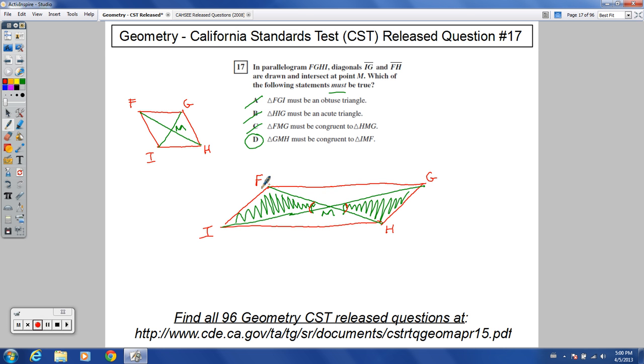And I could also say, because it's a parallelogram, that the diagonals bisect each other. This is one way to prove this. I would have side, angle, side, matching up with a side, angle, side here. So you could say, yes, that would be congruent to that. There's other ways to prove that as well, but that's one way that would definitely work. So the only one that must be true is choice D for number 17.